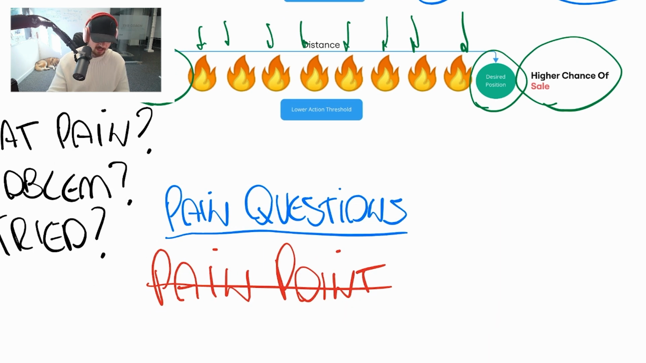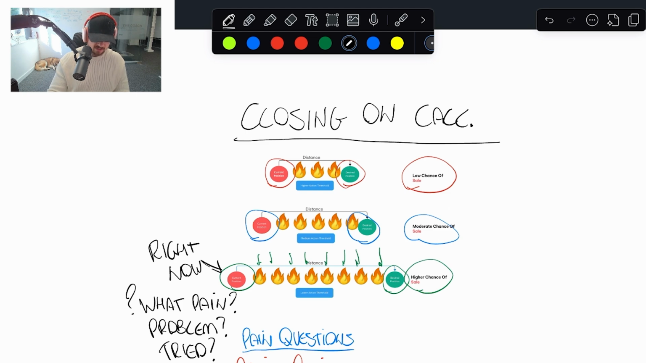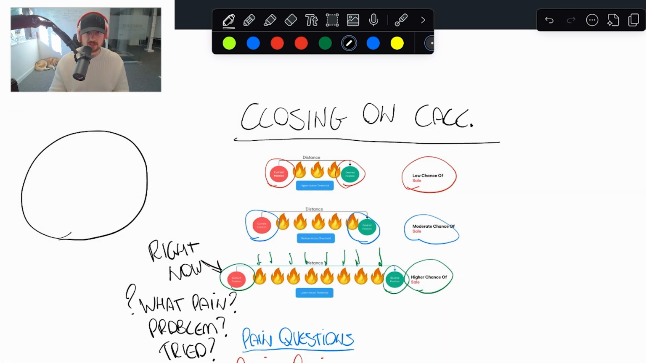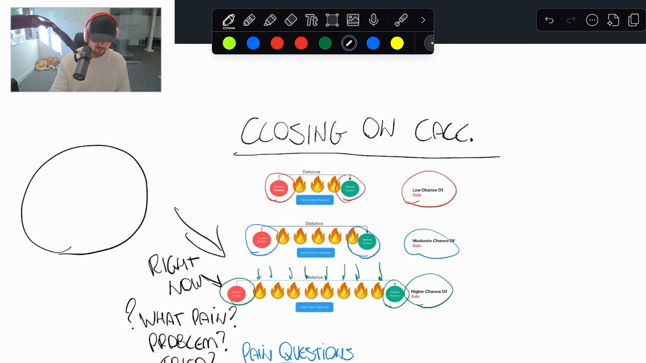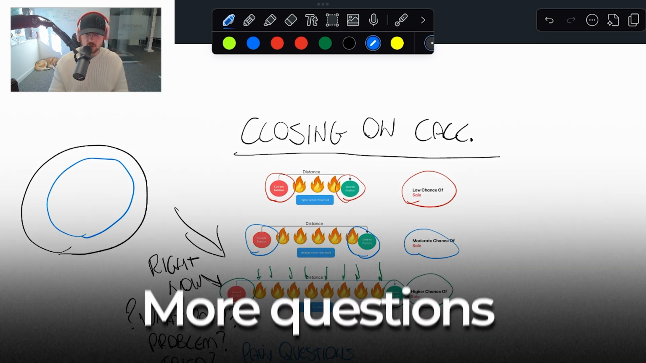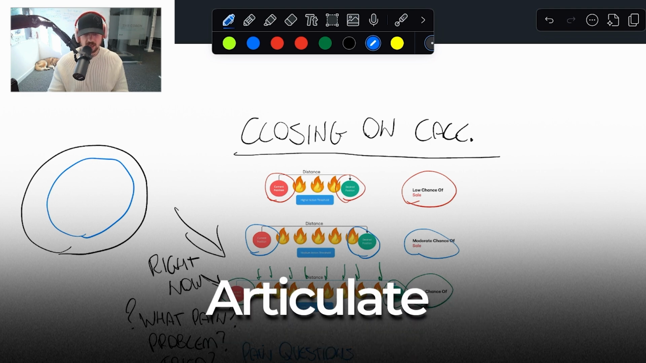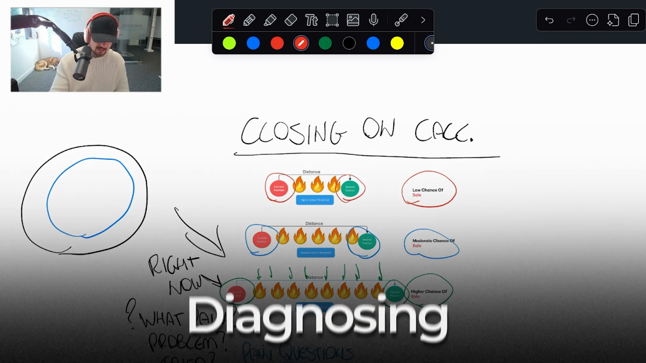Over time, I'm just going to come down onto here. Over time, we are basically going to get to a point where at the start of the call, we do not know anything about them in any way, shape or form, right? Once we've gone through their desired situation down at the bottom, we're going to start to know a little bit more about them, right? And then when you start asking more questions around what they are struggling with and understanding, articulating, and most importantly, diagnosing.